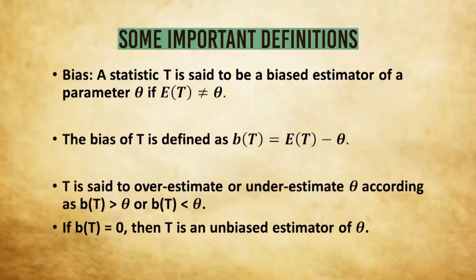There are some important definitions. First, we talk about bias. Suppose an estimator is not unbiased. That means it is biased. A statistic T is said to be a biased estimator of a parameter theta if expectation of T is not equal to theta. The bias of T is defined as expectation of T minus theta. T is said to overestimate or underestimate theta if bias of T is greater than 0 or less than 0, respectively. On the other hand, if bias of T is equal to 0, then we say that T is an unbiased estimator of theta.